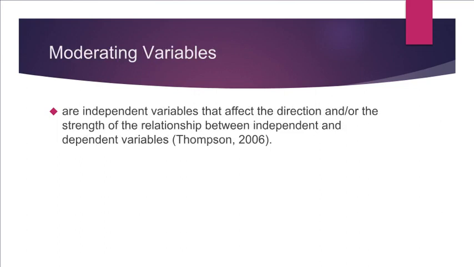Moderating variables are independent variables that affect the direction and/or the strength of the relationship between independent and dependent variables. These moderating variables are new variables constructed by a researcher by taking one variable and multiplying it by another to determine the joint impact of both on the dependent variable, for example, age x attitudes toward quality of life impacting self-esteem. These variables are typically found in experiments.